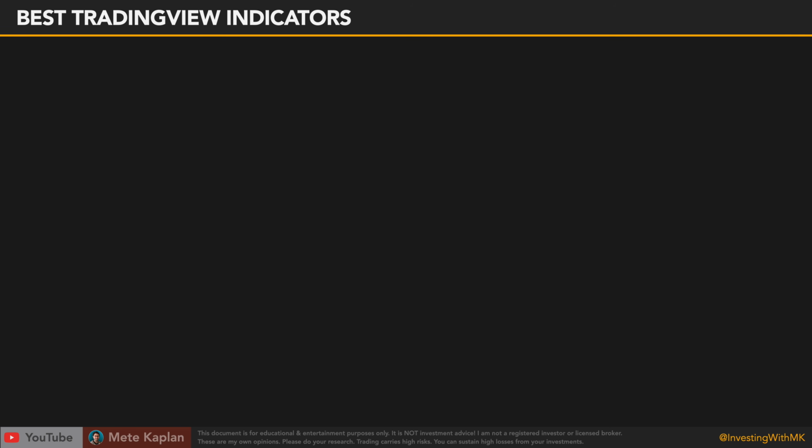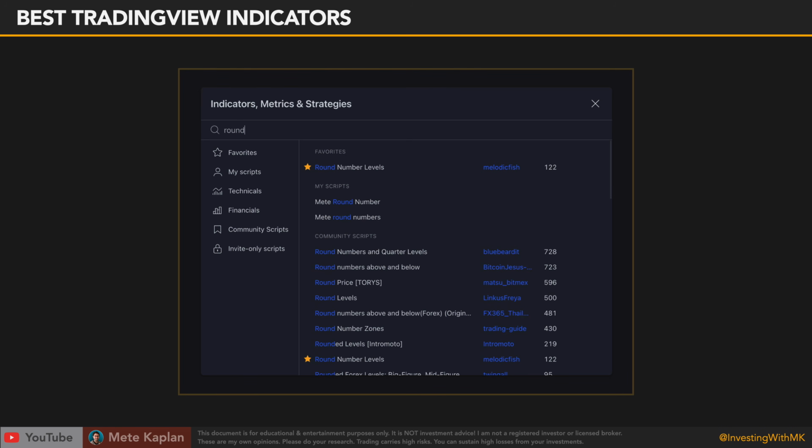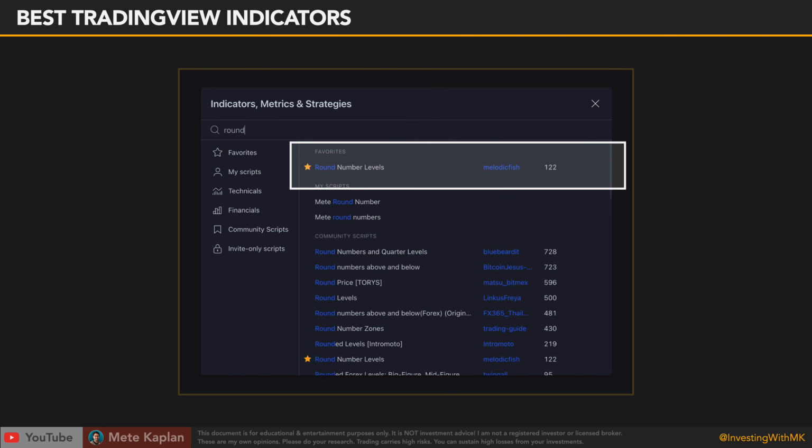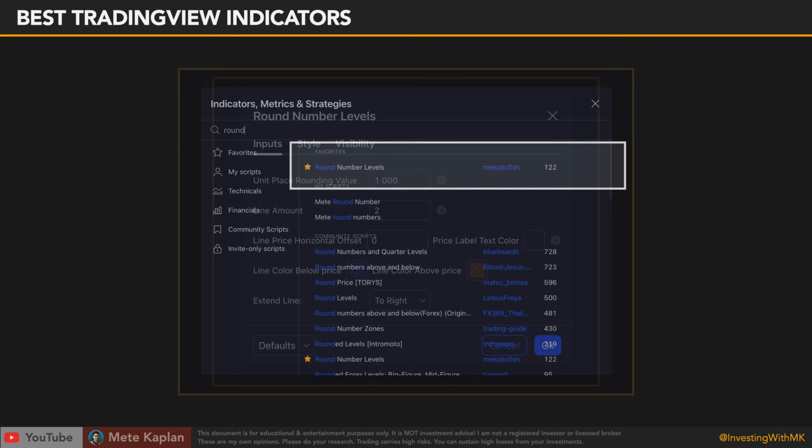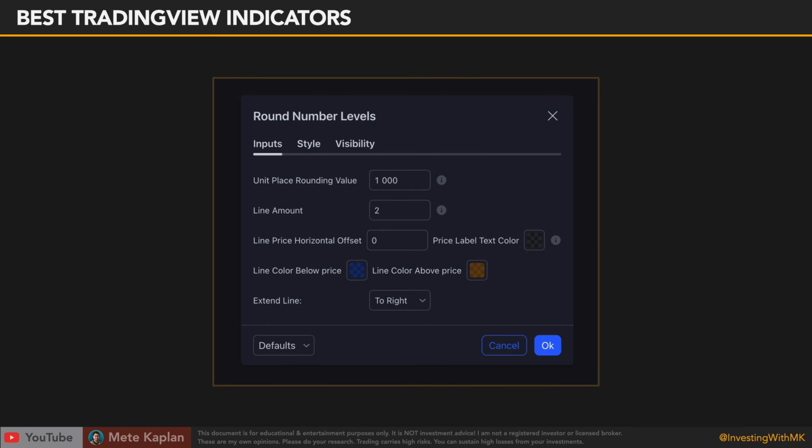My fourth indicator is the round number levels indicator. Actually, to be honest, there is no decent round number indicator on the market. But this one does the job well, without problems. It is an extremely simple indicator. The most important thing is this number, the rounding value.